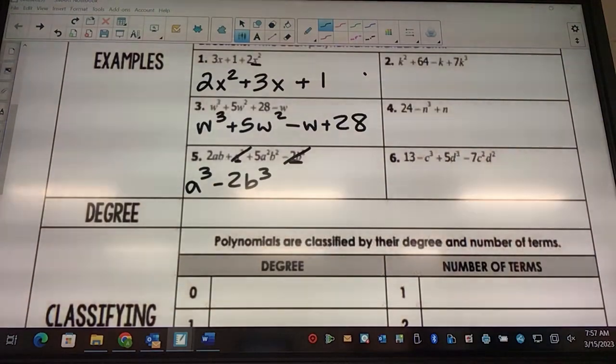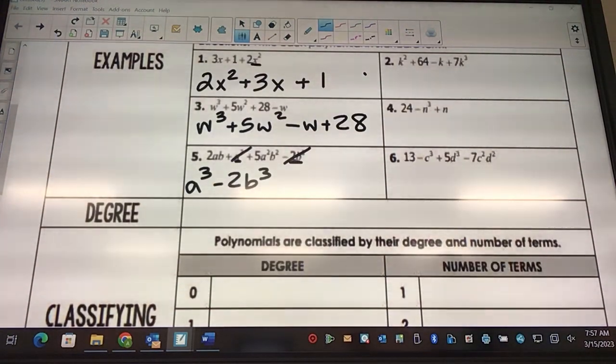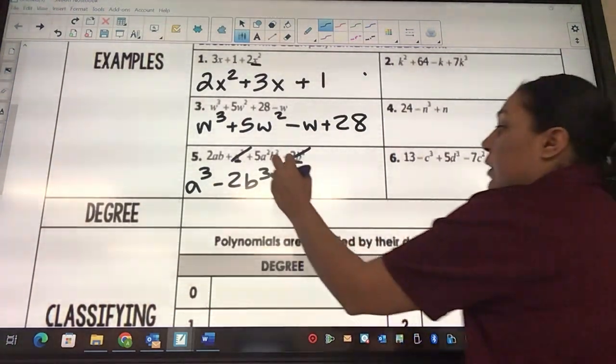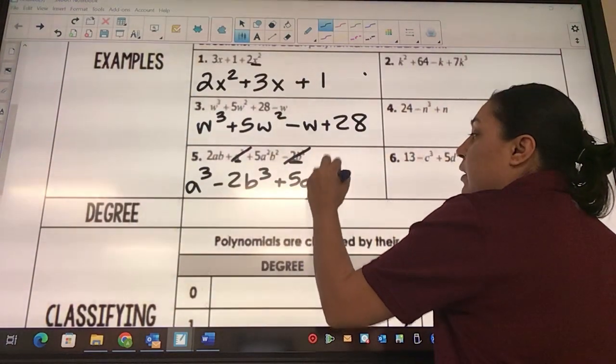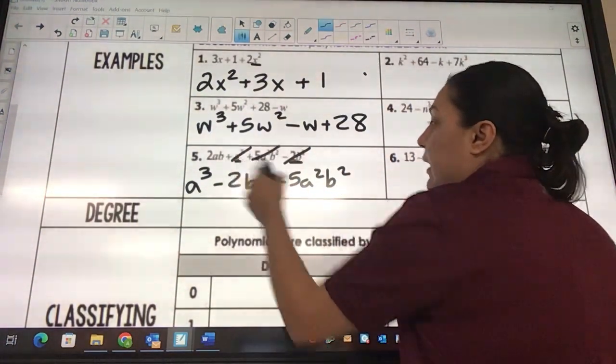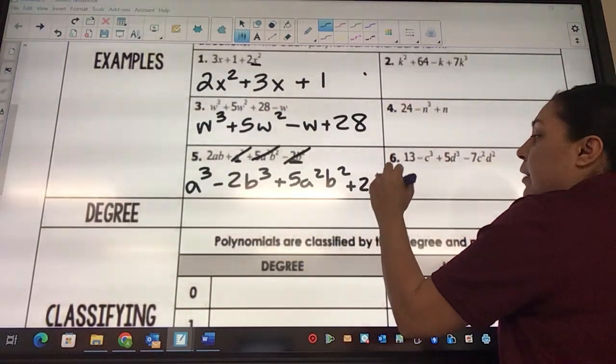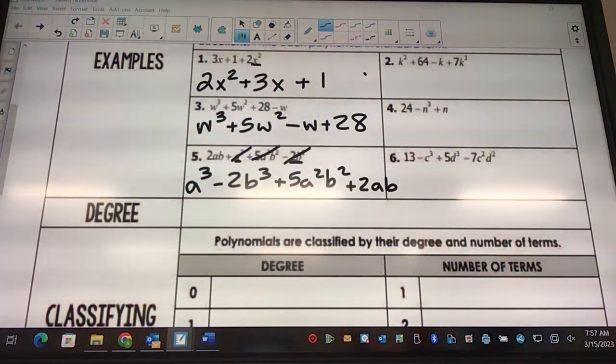What's my next highest exponent? 5a squared b squared. So we're going to say plus 5a squared b squared. And then last but not least, I have plus 2ab. Those have the power of 1.